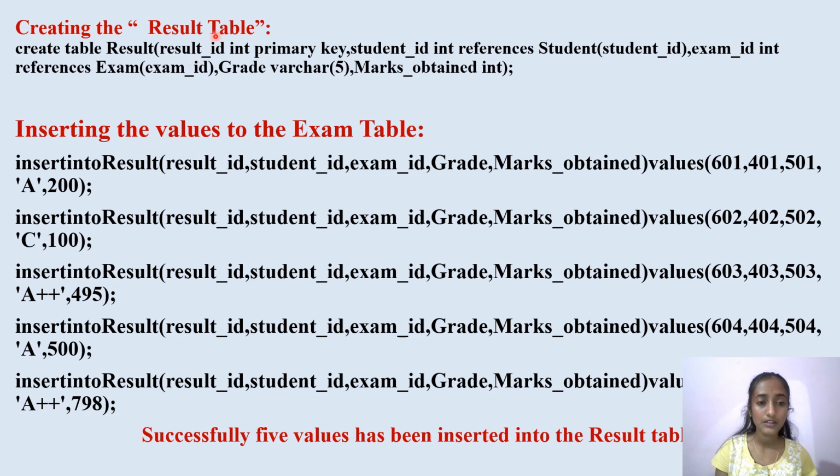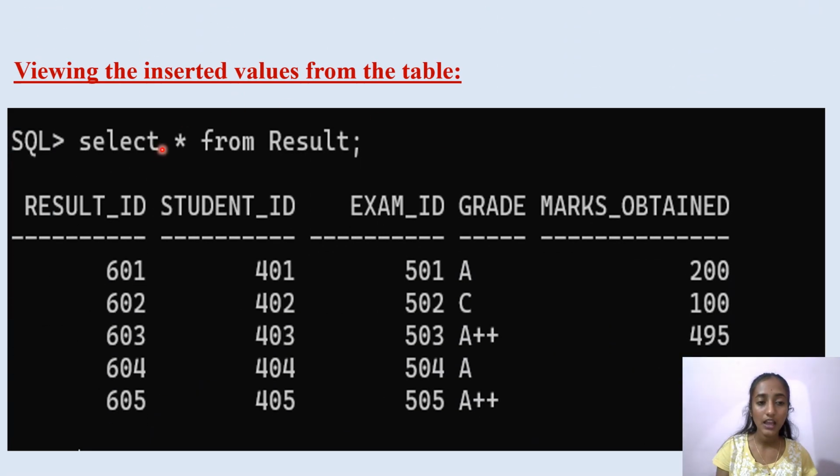And likewise the result table: create table result, result ID is primary key, student ID references student, so student ID is a foreign key, exam ID is a foreign key, grade varchar size 5, where I have defined grade as a varchar because sometimes we get A plus plus. Here operators are also used, so we have to define it as a varchar and enclose it within single quotes. I have inserted five values. To view this table, I have used select star from result, where I got four columns.